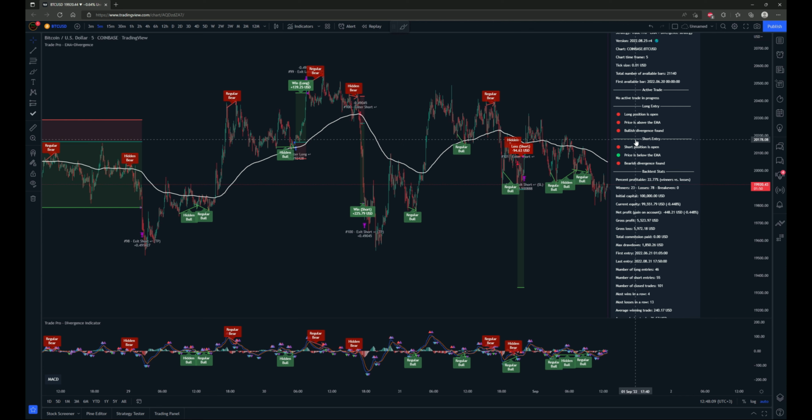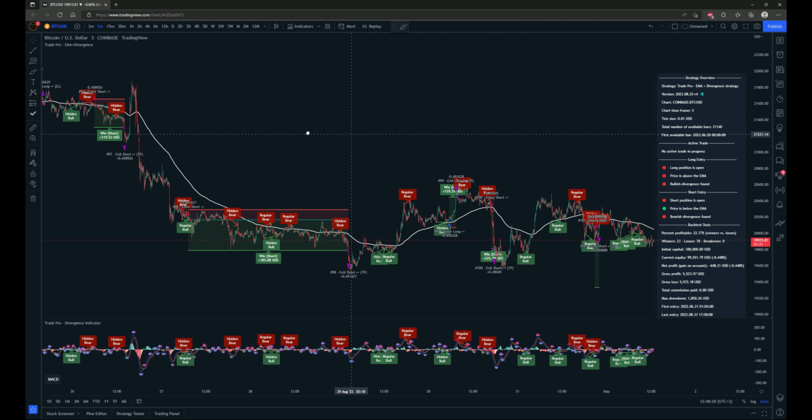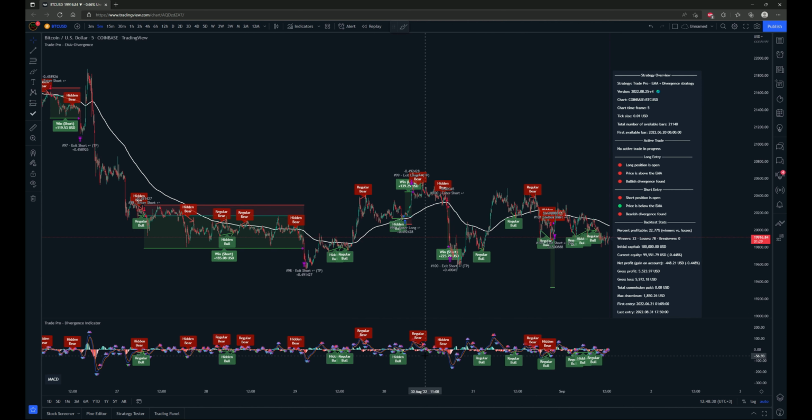Now, what we'll do is go through the strategy settings so you can see all the different customizable parts to it, such as doing the risk to reward ratio, the stop loss, take profit target, trailing stop loss, moving the stop to break even, dollar cost averaging, and a bunch of other things. So let's get into all those settings so you can see all the capabilities of this combination between the divergence indicator and the EMA plus divergence strategy.